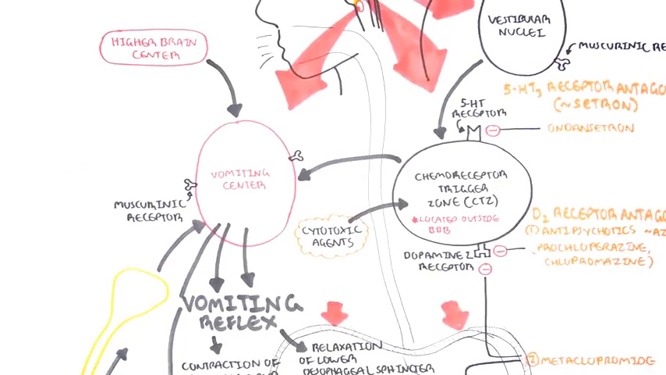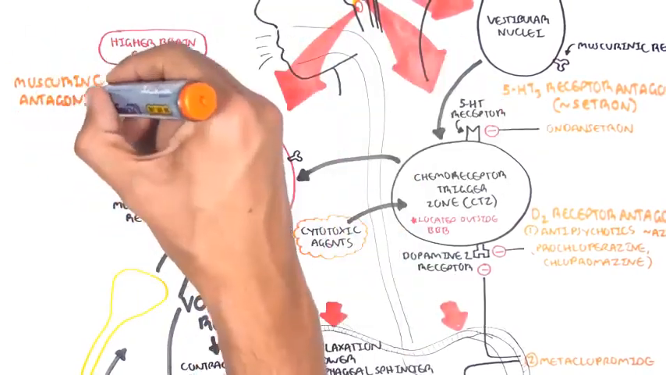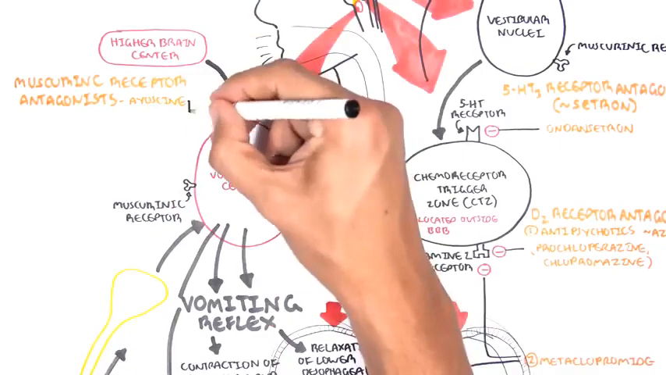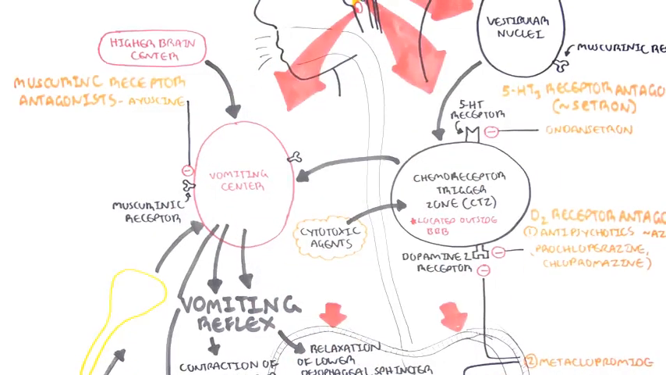The fourth class are the muscarinic receptor antagonists, such as hyoscine with an H. These block the receptors in the vomiting center, inhibiting the vomiting reflex. So let's look now at each of the antiemetic classes in a bit more detail and see what they're good for and what the side effects are.